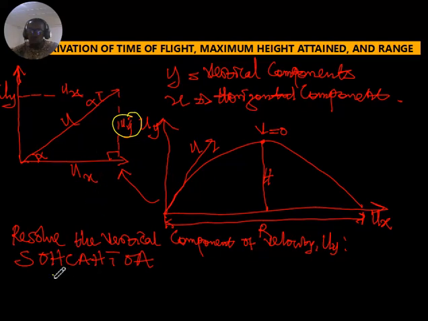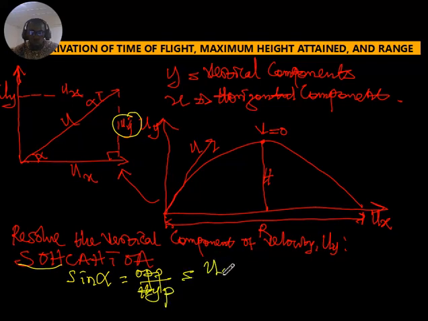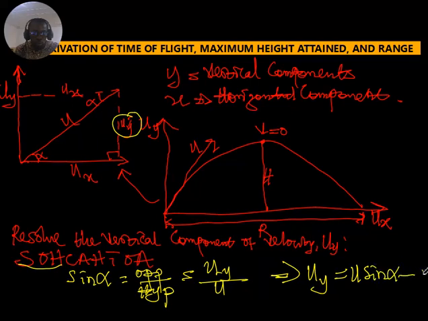So if you look through this, what we have here is opposite over hypotenuse. We are resolving the vertical component: sine alpha equals opposite over hypotenuse, and the opposite is u of y, the hypotenuse is u. So here now, if you make u of y the subject of the formula, it will be u sine alpha. Call this equation 1. In the same way, we'll resolve the horizontal component of velocity. So resolve again.